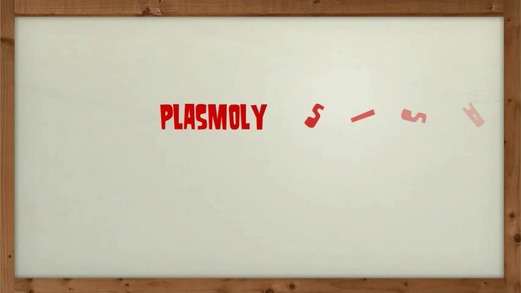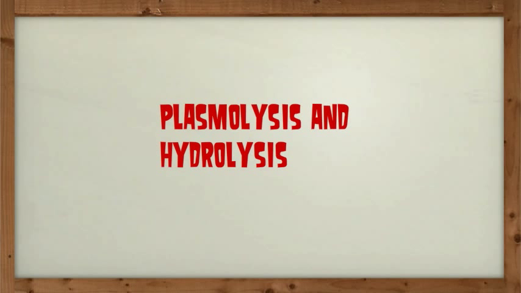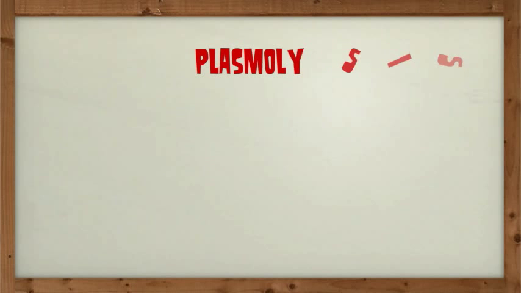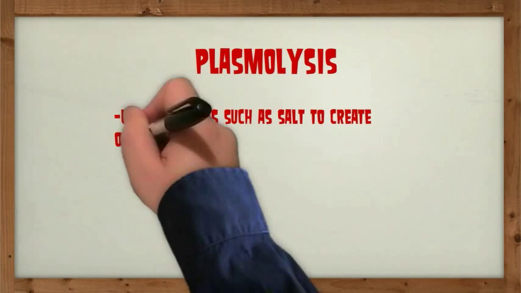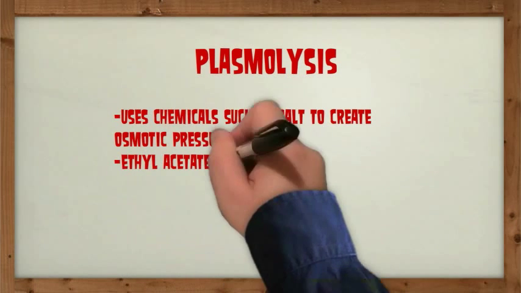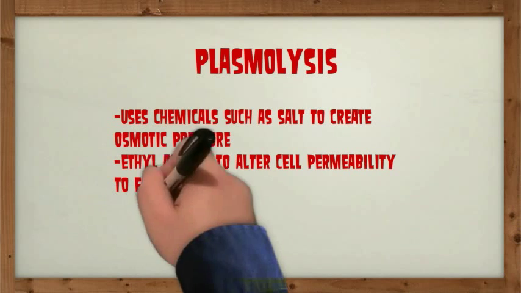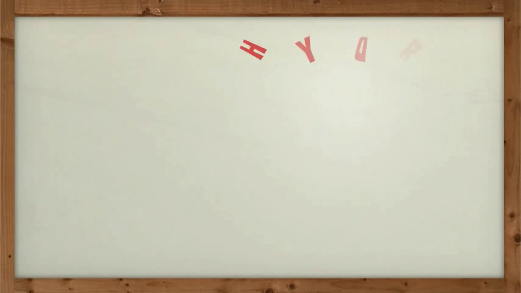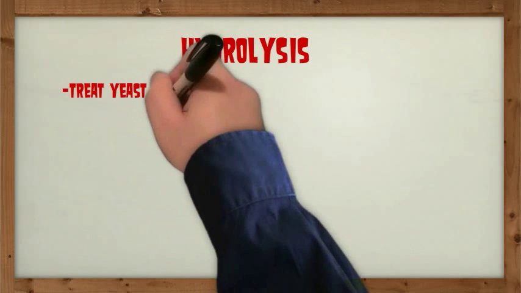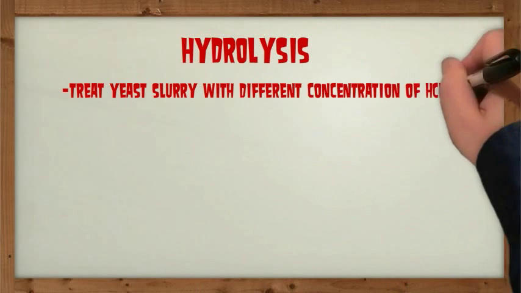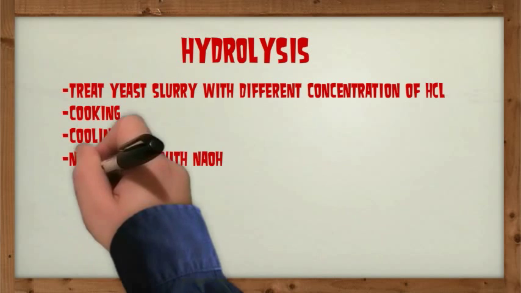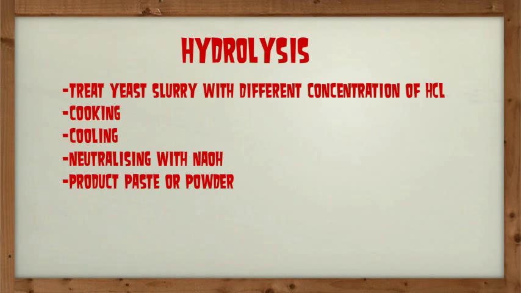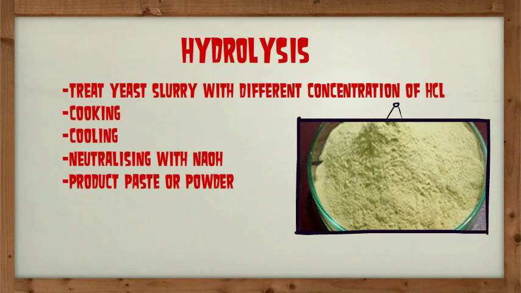Other than autolysis, extraction methods such as plasmolysis and hydrolysis are often used. The plasmolysis process uses chemicals such as salts to create osmotic pressure, or ethyl acetate to alter cell permeability to enhance the extraction. Hydrolysates are prepared by treating a slurry of inactive dry yeast with hydrochloric acid in different concentrations, followed by cooking, cooling, neutralizing with sodium hydroxide, filtration, and concentration to paste or spray drying to powder.